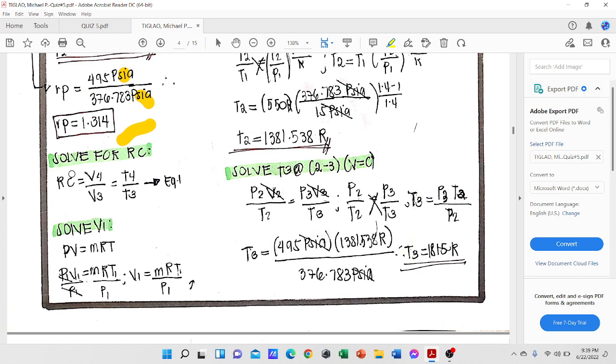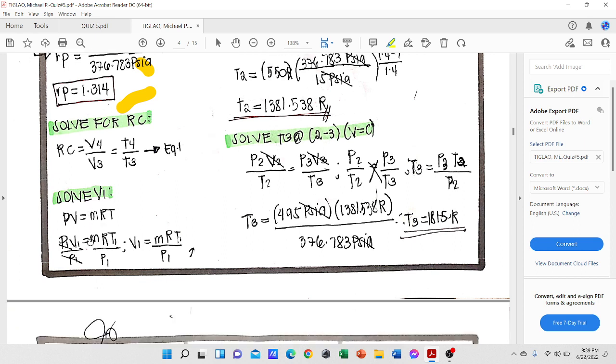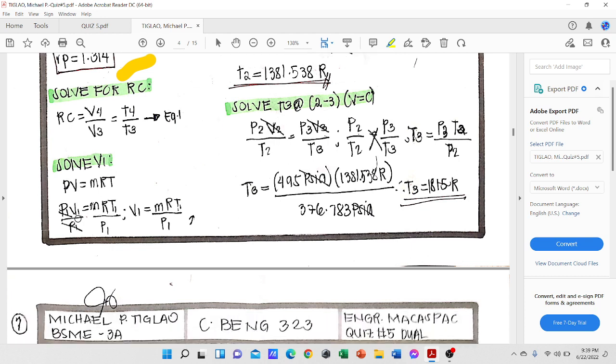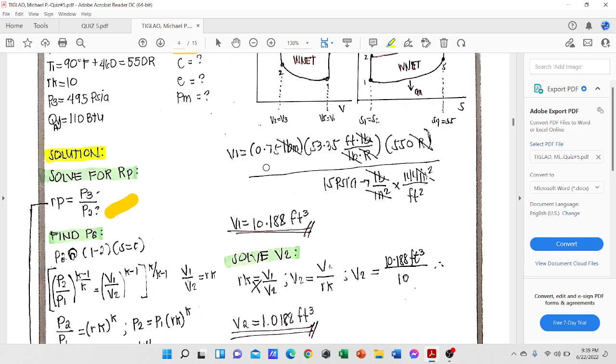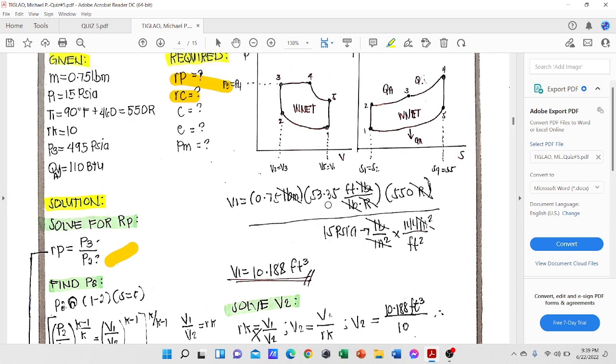So, kuhanin muna natin lahat ng point na magagamit natin para makuha natin yung value ni RC. So, inuna ko yung kuhanin yung volume 1. Sa volume 1, ginamit kong formula is yung PV equals MRT formula. So, P1 V1 equals MRT1, over natin sa pressure 1 para makuha natin yung final formula para makuha natin yung volume 1. So, volume 1 is equals to MRT1 all over pressure 1. So, substitute lang natin yung M natin 0.75, then yung R natin na 53.35, then yung temperature 1 natin is 550, over natin sa pressure 1 na 15 psia.